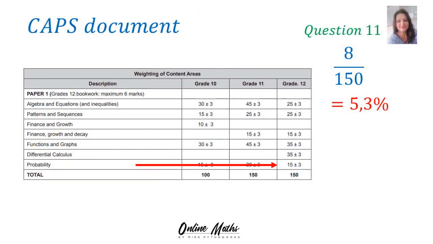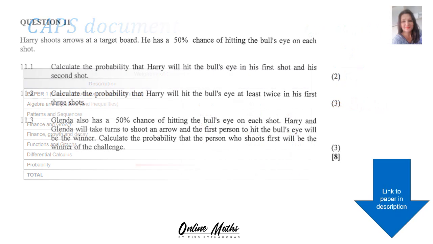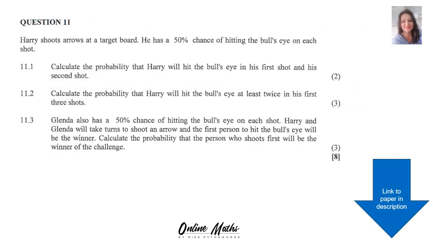This last question counts 8 out of 150, which means 5.3%. And it focuses on Grade 11 probability, and that is all about Venn diagrams, tree diagrams, and contingency tables. This question's focus is tree diagrams. Now, this is the question. Let's discuss it.